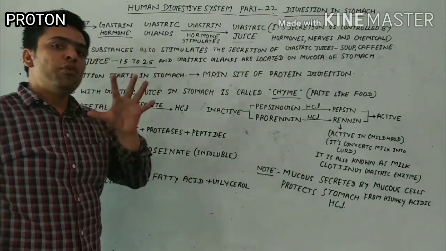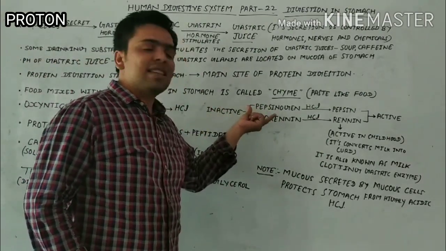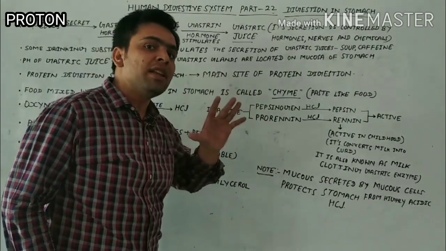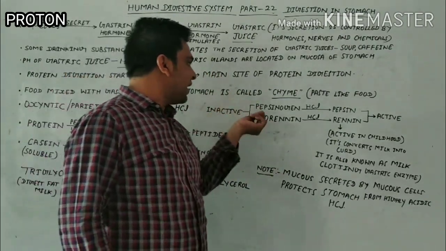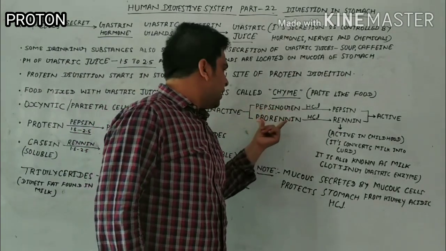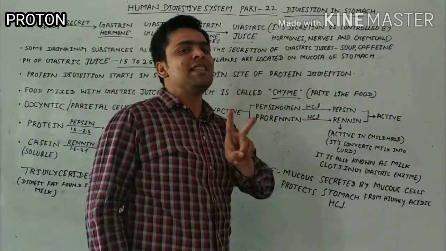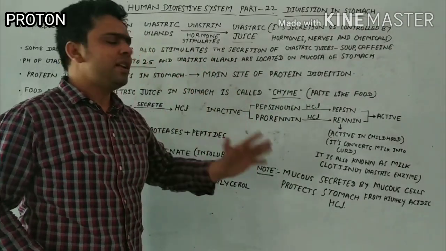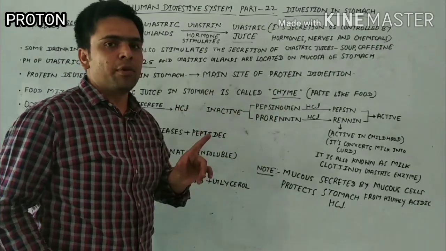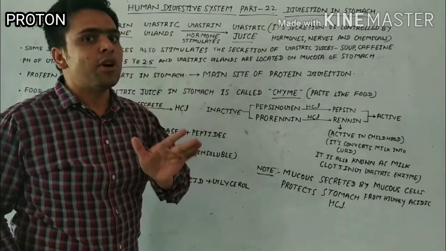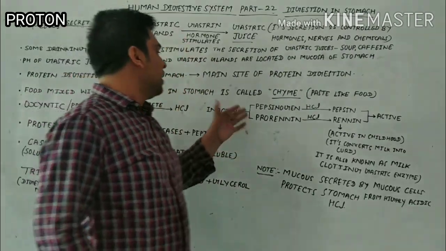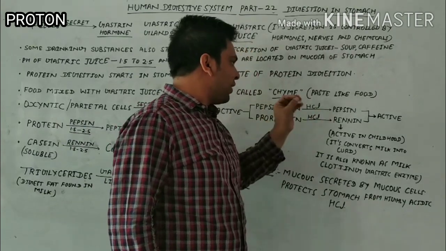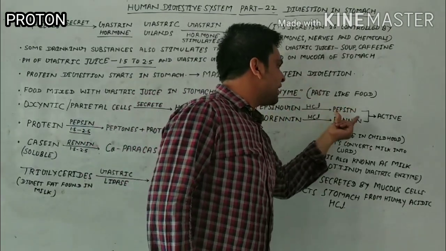So students, which substance activates these enzymes? First we talk about the names of the enzymes that are found in inactive form. These enzymes are known as pepsinogen and prorenin. These two enzymes are found in inactive form when there is no food in our stomach. When food enters our stomach, HCl activates these enzymes, and the active forms of these enzymes are pepsin and renin.